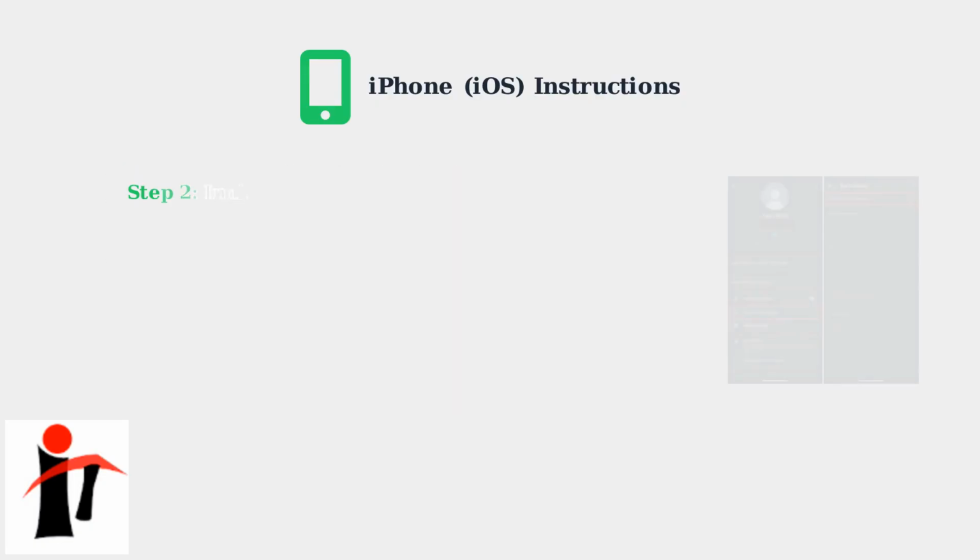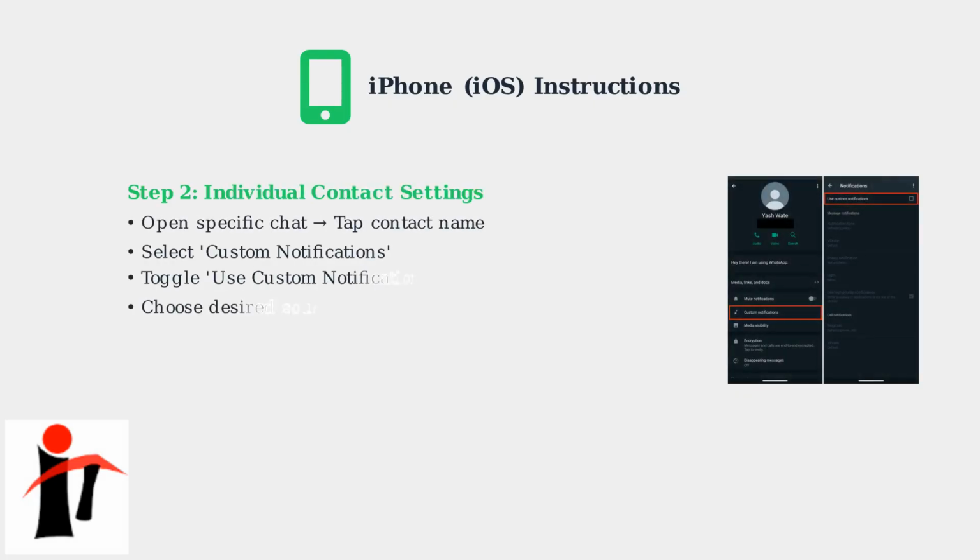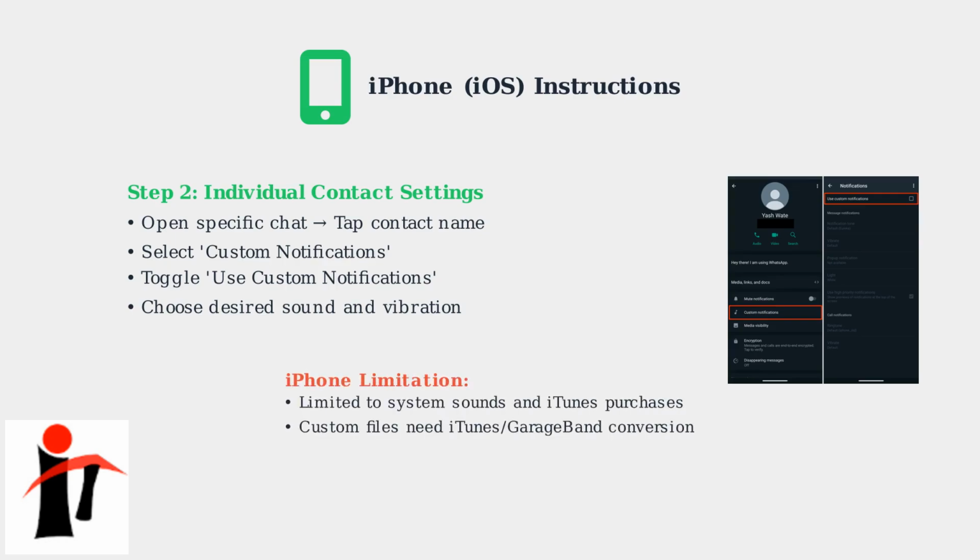For individual contacts, you can set custom notification sounds by opening a specific chat, tapping the contact name, and selecting Custom Notifications. Important limitation for iPhone users: you can only use built-in system sounds or ringtones purchased from the iTunes Store. Custom audio files require conversion through iTunes or GarageBand.